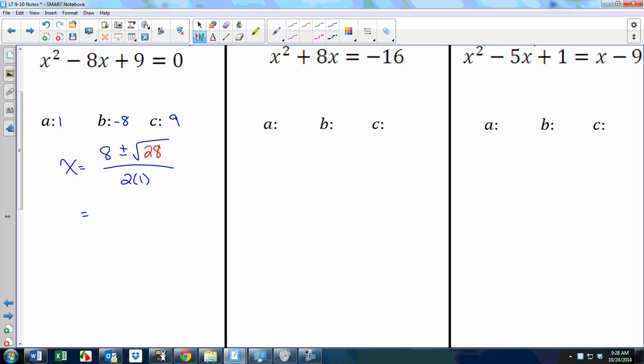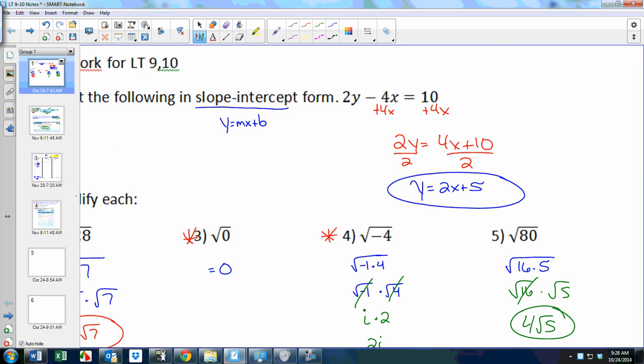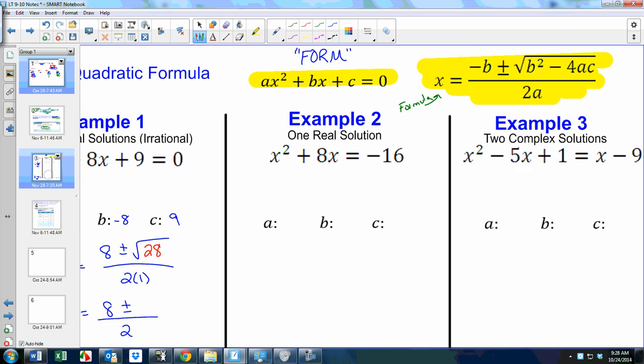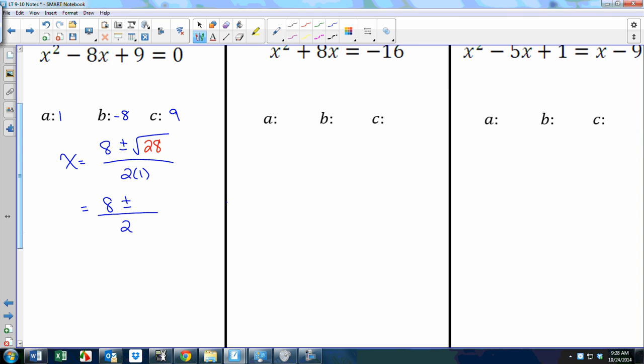First, or next step, 8 plus or minus, the denominator is 2. Go back to the bell work. The square root of 28 was 2 square roots of 7. So we'll replace the 28 with 2 square roots of 7. And then you have 2 things in the top of the fraction, both being divided by 2. So they both get divided by 2. So the 8 over 2 becomes 4.